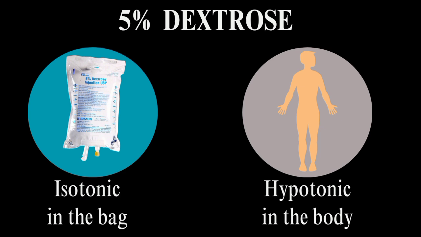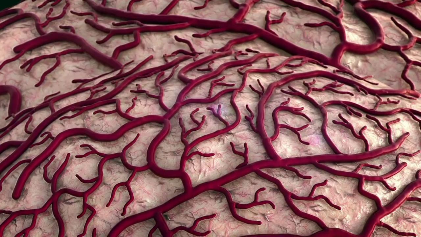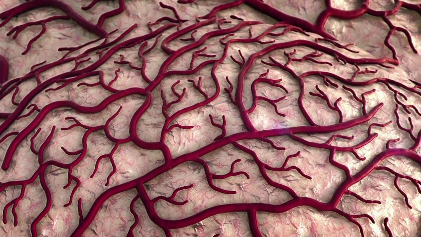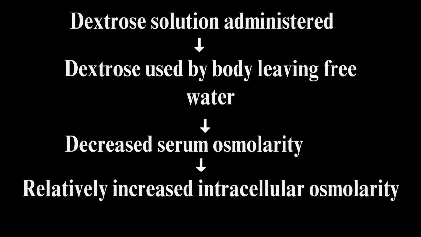We've already established that a hypotonic solution causes water to move into the cell, causing it to swell. So in context, when you administer IV dextrose, the free water is going to move from the intravascular space into the brain cells, worsening the cerebral edema. Simply put, when you administer dextrose solution, the body is going to use the sugar part of the solution, leaving free water. This is going to decrease the serum osmolarity, relatively increasing the intracellular osmolarity.